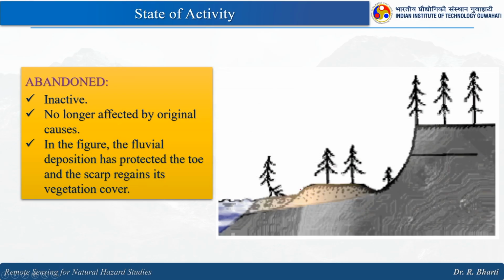When it is abandoned, it is again inactive, no longer affected by original causes because it has gained its stability on this particular slope. In the figure, you can see the fluvial deposition has protected the toe and the scarp regains its vegetation cover.